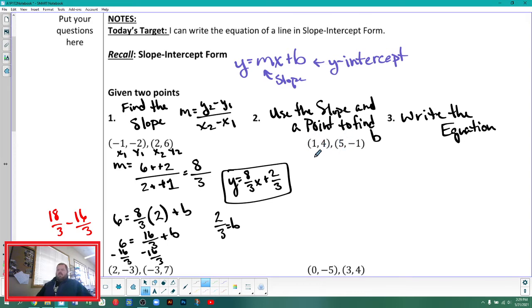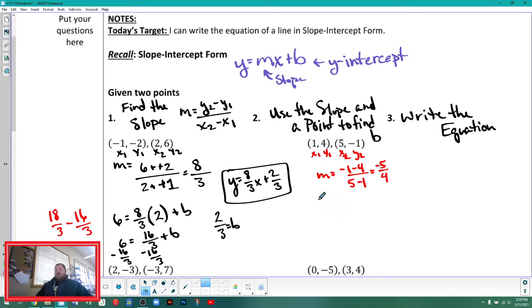For the next one, I have the points 1, 4 and 5, negative 1. So for my slope, I have y2 minus y1 over x2 minus x1. Doesn't look like it's going to be a whole lot better because my slope is negative 5 over 4.